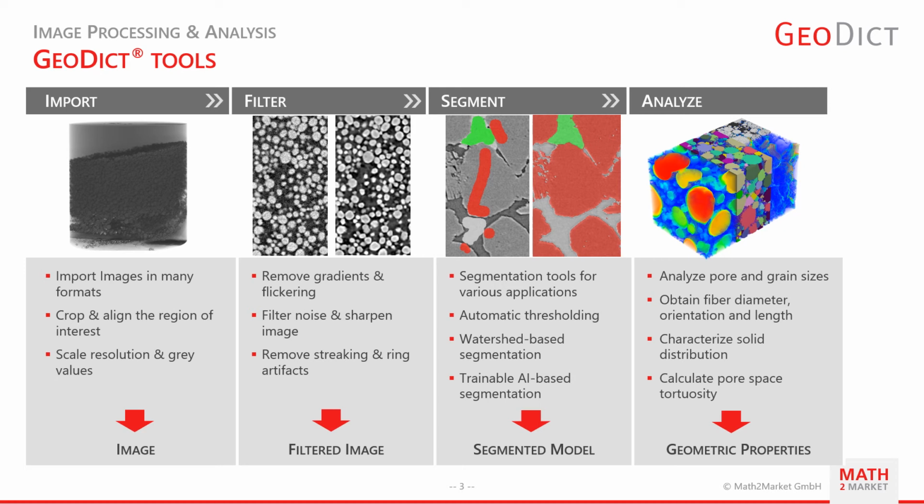So starting from a reconstructed CT scan or a stack of FIB-SEM images with the import, then you crop out your region of interest, you scale the image, maybe you adjust the gray values, then you filter your image, remove all the artifacts, and then you get to the segmentation step where you have a lot of very different tools available for image segmentation. And finally, you can do quite a wide range of geometry analysis with Geodict before you even start doing anything related to simulation.